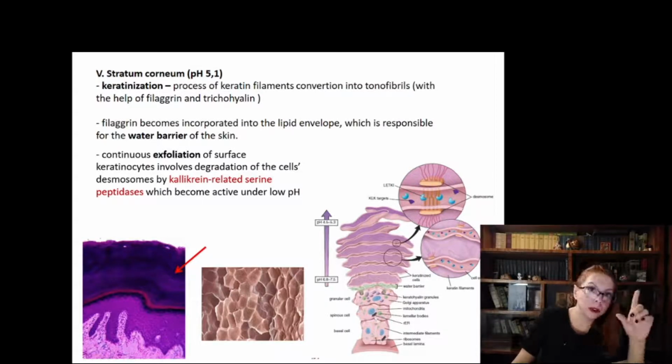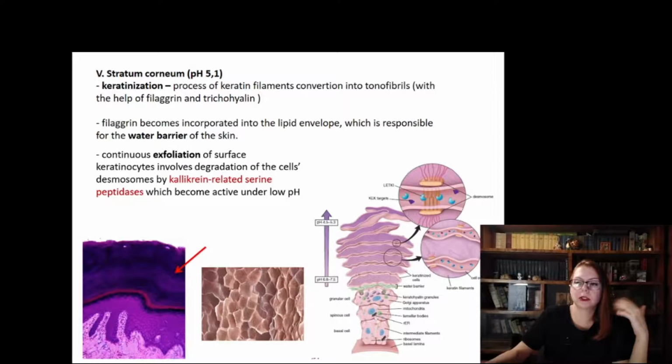Why is it important to understand? Because now you understand that if the pH gradient of the skin is distorted due to some reasons, then those peptidases might become active earlier and destroy the intercellular junctions between alive cells, causing different problems.